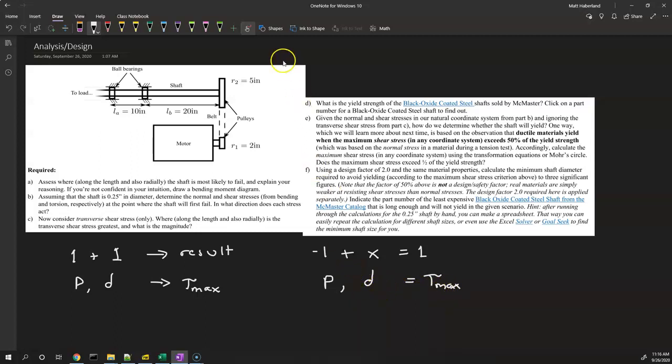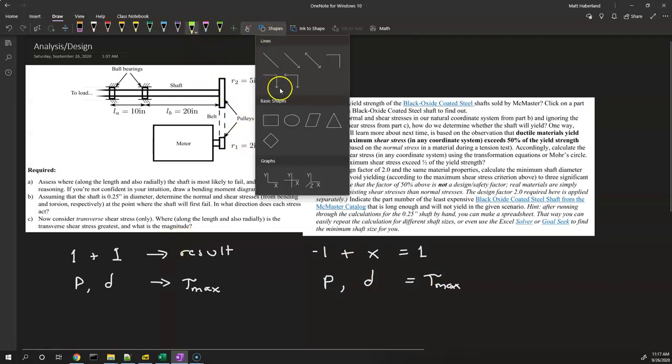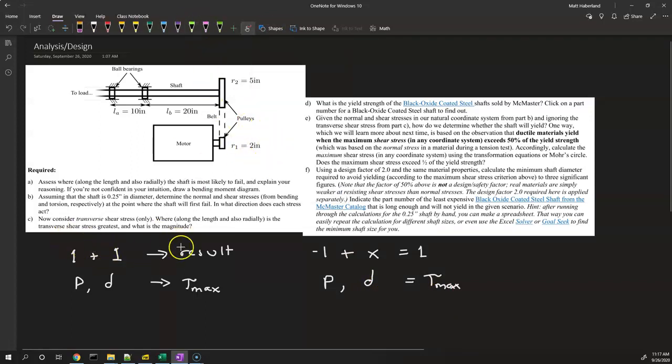So I'm just going to circle the unknowns to make the relationship I'm driving at a little bit more clear. The 1 and the 1 are known in arithmetic, and the result is the unknown thing. -1 is known, the 1 on the right-hand side is known. You're trying to figure out what value of x gets you there. Over here, you know the power in the analysis problem, you know the diameter in the analysis problem, and you're trying to figure out what is tau max in order to determine whether it's going to yield or not.